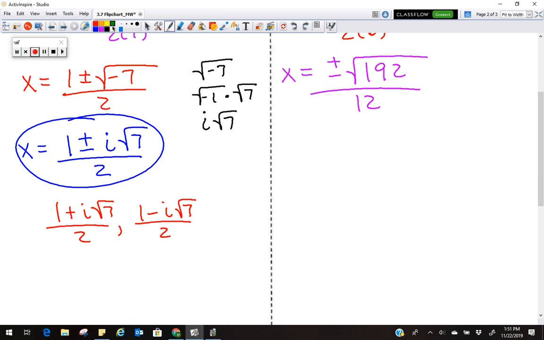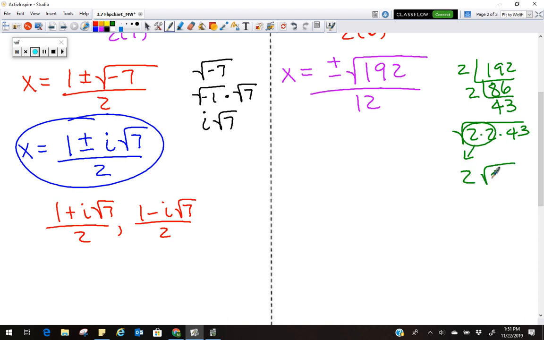Let's see if we can factor 192. 2 goes into 192. That's going to be 96. Then 2 goes into 96, 48. Let's keep going until we get to 43. What's going to go into 43? 2 doesn't. 3, nope. 5, nope. 7, 9. Guess what, people? 43 is prime. So this is 2 times 2 times 43, which these two will come out. So that's 2 times the square root of 43.